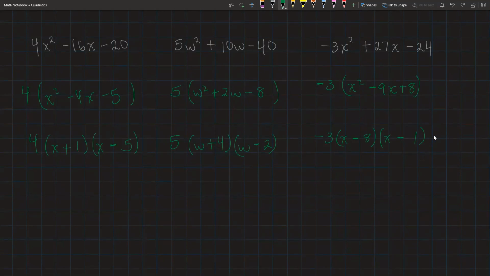And again, if this had been equal to 0, we would only require one more step to solve this equation. So let's see how that works in the next few videos.